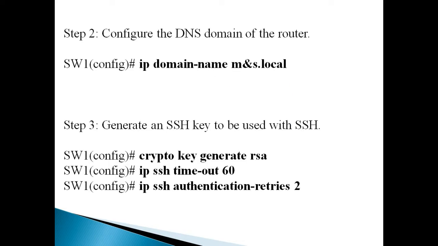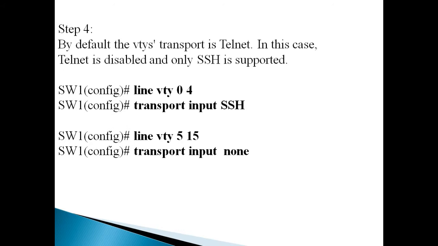Step 2. Configure the DNS domain of the router. ip domain-name m&s.local. Step 3. Generate an SSH key to be used with SSH. crypto key generate rsa. ip ssh time-out 60. ip ssh authentication-retries 2. Step 4.